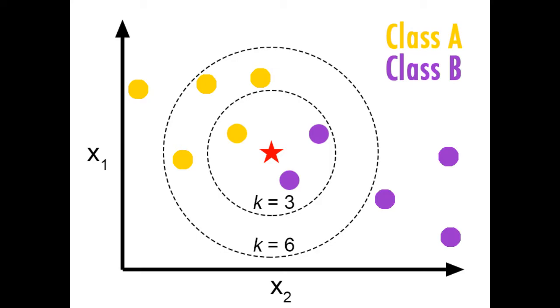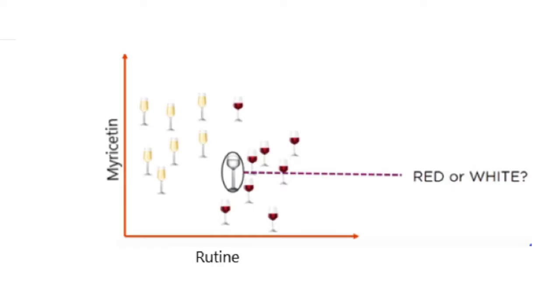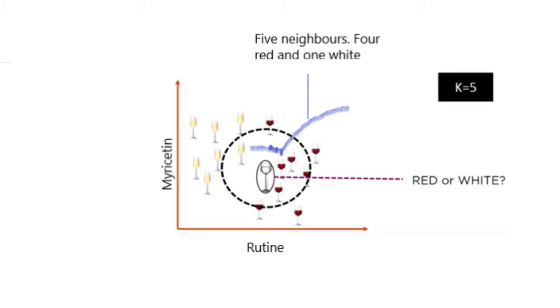K in KNN is a parameter that refers to the number of nearest neighbors to include in the majority voting process. Suppose we add a new glass of wine in the data set, we would like to know whether the new wine is red or white. So, we need to find out what the neighbors are in this case. Let's say K equals 5 and the new data point is classified by the majority of votes from its 5 neighbors, and the new point would be classified as red since 4 out of 5 neighbors are red.